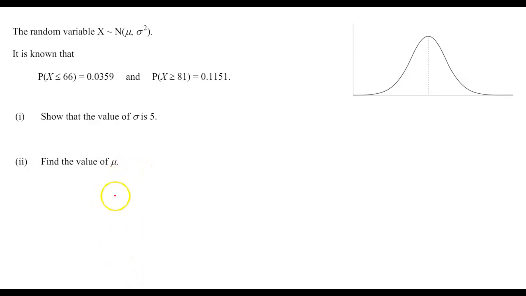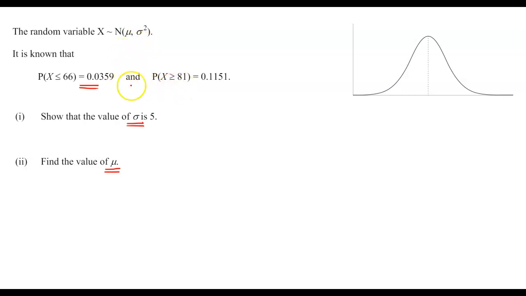All right, our last video over here is using the information given to find the standard deviation and the mean. We are just going to combine the inverse normal and the simultaneous equations, and then we can find the mean and the standard deviation. This is the information given over here. That x normal distribution, the mean is unknown and the standard deviation is unknown as well.